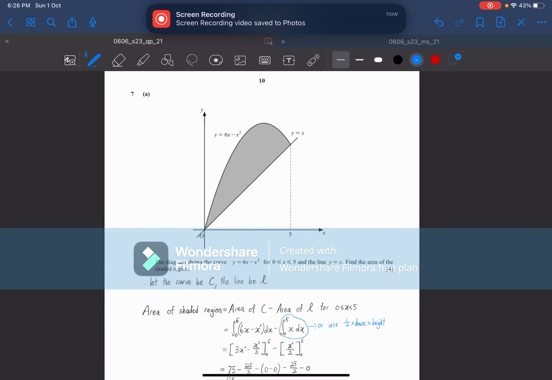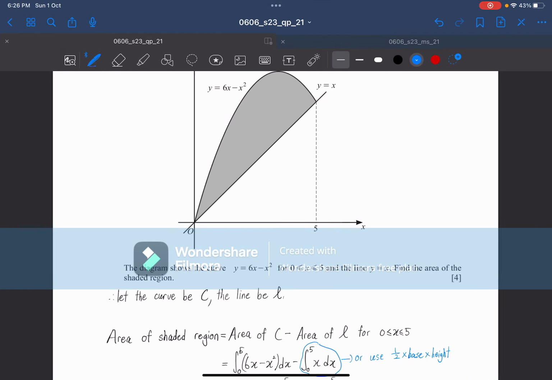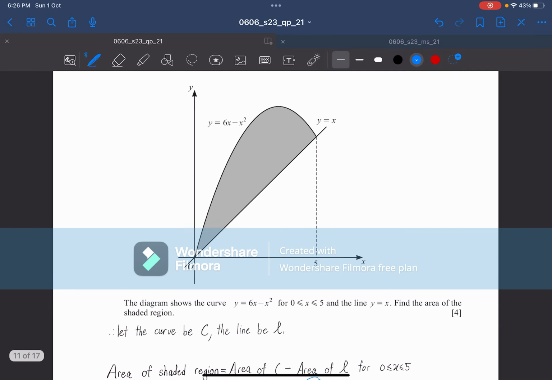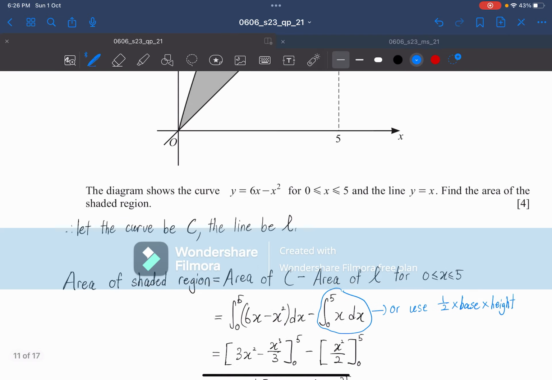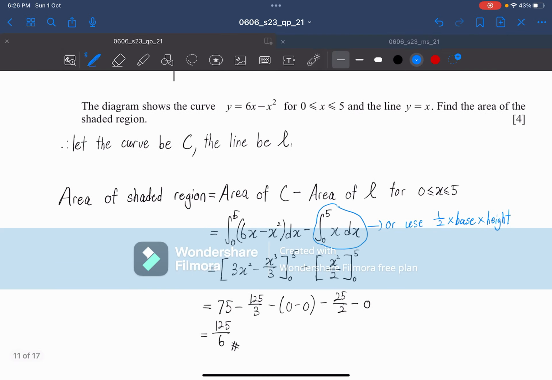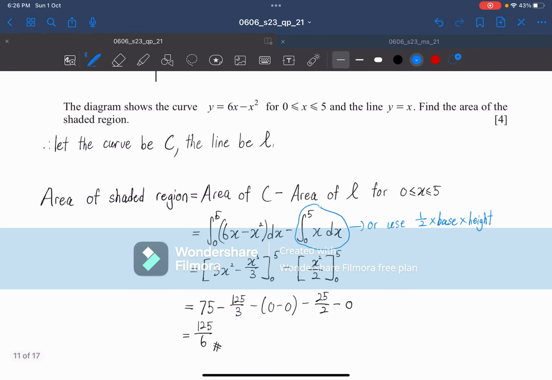Alright, question 7. So the diagram shows this curve, and you need to find the area of the shaded region. So this question is pretty straightforward. I define, let curve be C and the line be L. So the area of the shaded region would just be the total area of C between 0 to 5 minus the area of L. So integrate everything, and you should be able to get the answer 125 over 6.